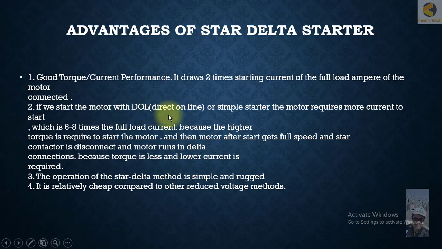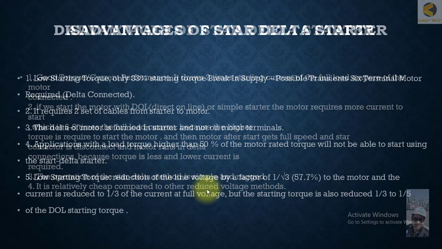If we start the motor with a direct online starter, the motor requires more current to start, which is 6 to 8 times the full load current, because higher torque is required to start the motor. Then after the motor gets to full speed, the star connection is disconnected and the motor runs in delta connection, because torque is less and lower current is required. Number 3, the operation of the star delta method is simple and rugged. Number 4, it is relatively cheap compared to other reduced voltage methods.